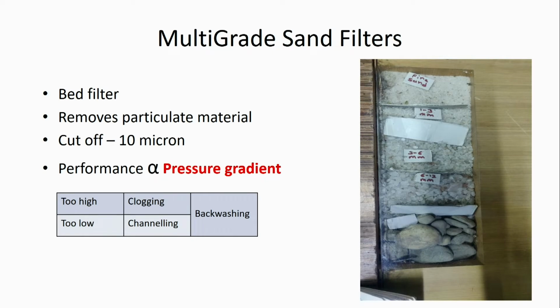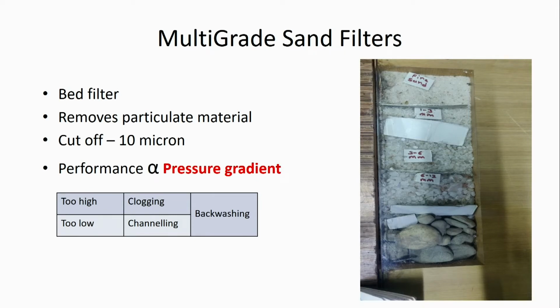from the raw water. It has a cutoff of 10 microns and its performance depends upon the pressure gradient. Too high pressure gradient indicates clogging of the filters, while too low pressure gradient indicates channeling in the filter. So both things should not happen, and if they are happening, then backwashing is necessary. In the picture you can see the various sizes of the sands.